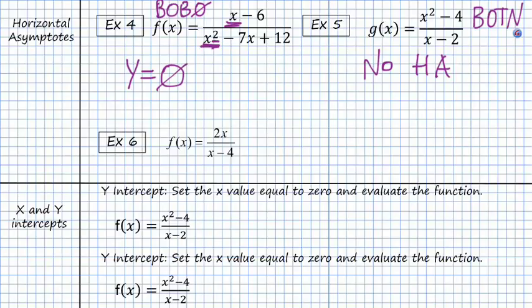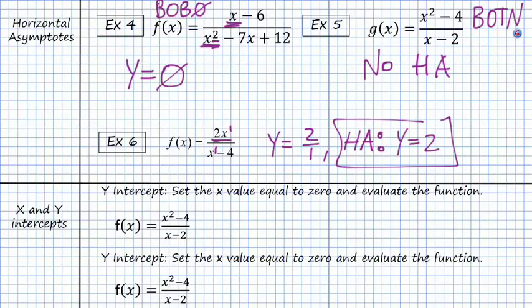And then finally, we have our last example here. So we have 2x over x minus 4. Well, I've got my leading term up here. It's a 1 up there. So it has a leading exponent of 1 here and 1 here. So they're equal on top and bottom, so we're going to divide the coefficients. So we say y is equal to 2 over 1, or we can say that HA, the horizontal asymptote, is equal to, y is equal to 2. So that's my horizontal asymptote.